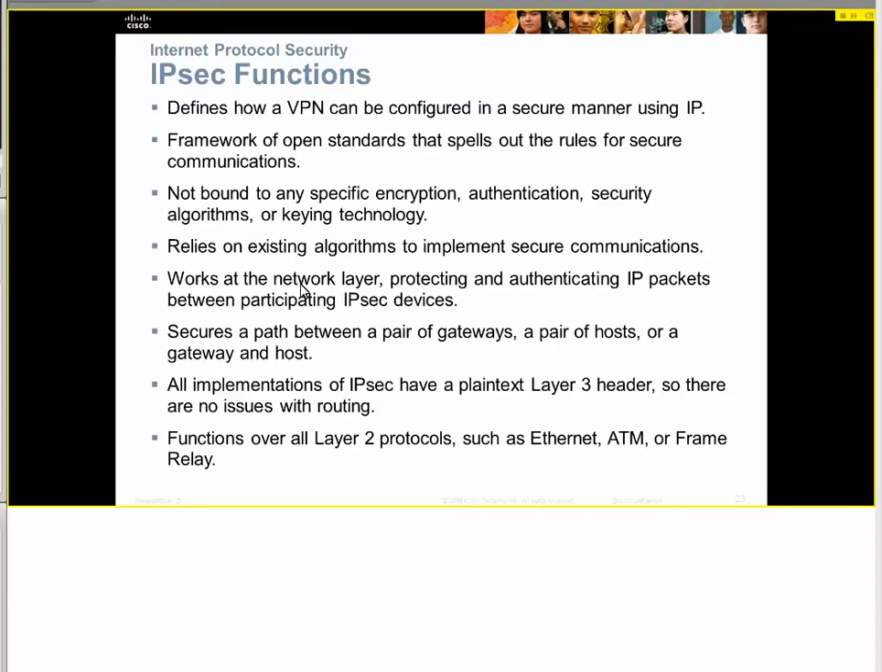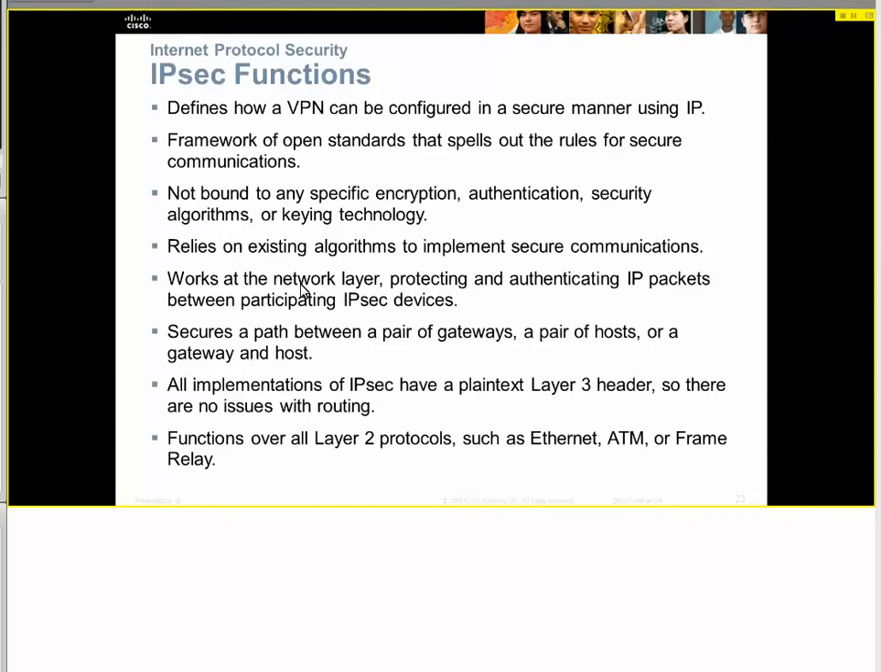It's a network layer framework, which means it's protecting IP packets. So obviously, it protects everything from layer 3 up to layer 7. It's not protecting anything at layers 1 and 2. The good news is that all the stuff that people want to steal is at layers 5, 6, and 7, not at layers 1 and 2. It secures a path between a pair of devices, either a pair of gateways, which would be your routers or ASA devices at both ends, or a pair of hosts, or any combination of the like.